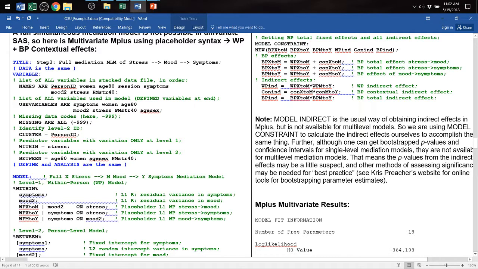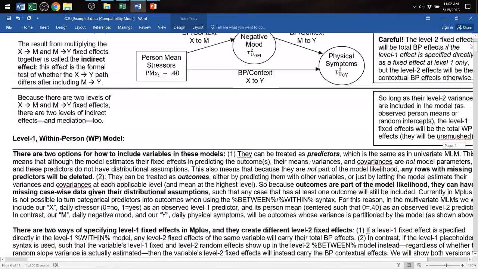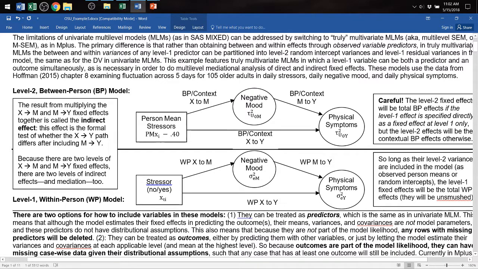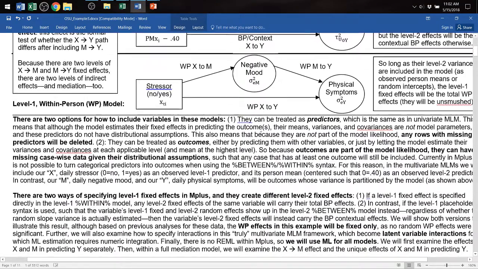So, a brief tutorial on the logic of mediation, going back to the picture here. The question as to whether the effect of x on y is different after controlling for your mediator is answered by what's called the indirect effect, which is this path from x to m multiplied by this path from m to y. But because I have two sets of these, I've got two possible indirect effects.